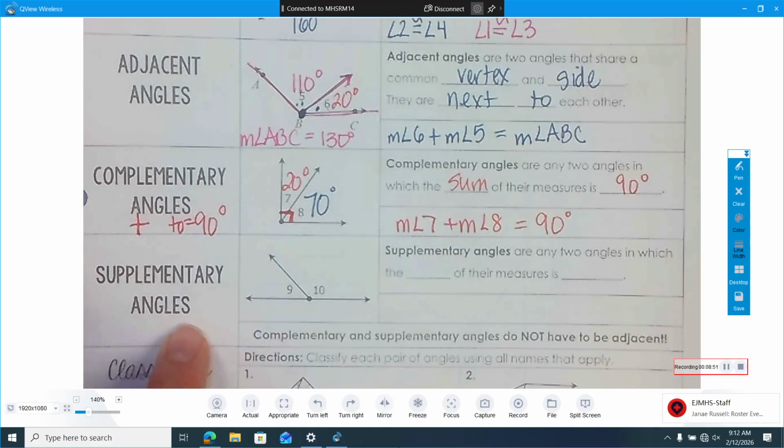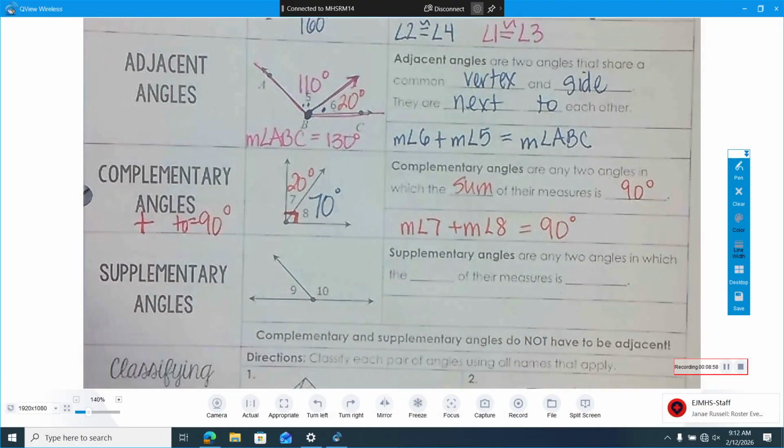And supplementary angles, yeah, this is a... oh, got a ghost.